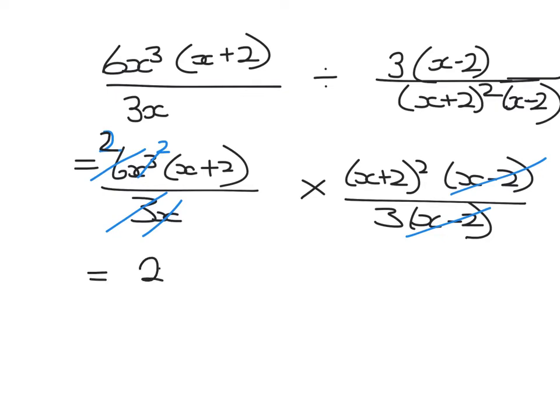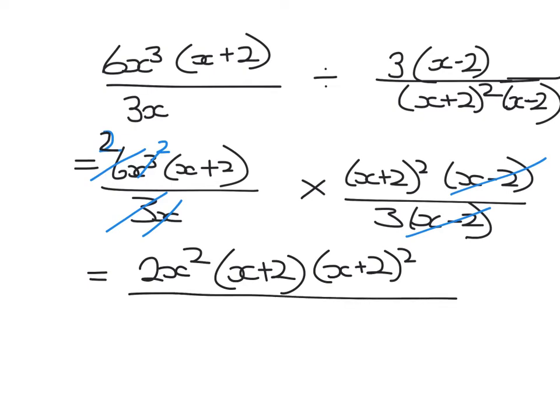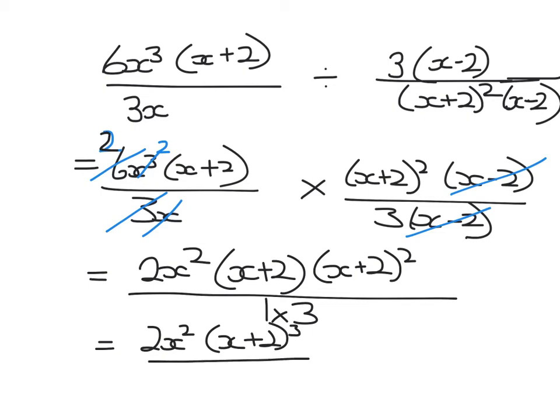So we've got left with 2x squared, and then we're just going to multiply the numerators: 2x squared times x plus 2. We're going to multiply that with the other numerator, which is x plus 2 squared. And then we're going to multiply the denominators together, which is just 1 times 3. Now, x plus 2 times x plus 2 squared is x plus 2 cubed. And 1 times 3 is 3. Alright, so there's that example.